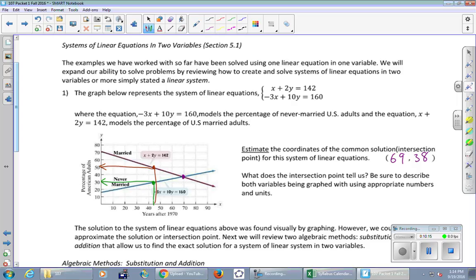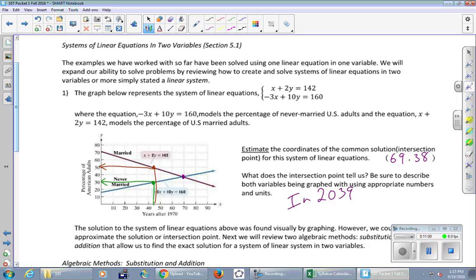Okay, so what does the intersection point tell us? Let's see. The 69 is the input. That's the years after 1970. What is that? 2039? I'm doing that right? So in 2039, that's the 69 part. This 38, what is it? 38% of adults. Yeah, we got to say two things here. By virtue of that purple point being on the blue graph, 38% of the population will have never been married, but also 38% of the population will at that moment be married. And that's the spot where it's equal, right?